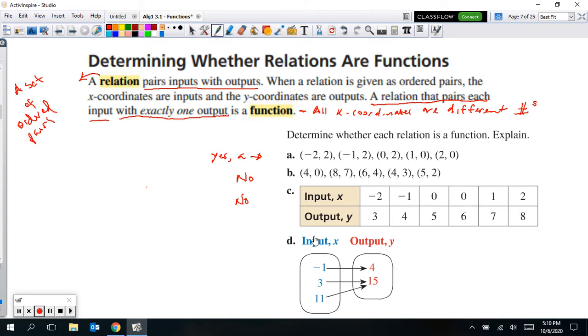And then for D, down here, this is a different way. Every arrow is an ordered pair. So you have -1, 4, and so on. Every input goes to exactly one output. All the x numbers of those ordered pairs would all be different. So yes, D is a function.